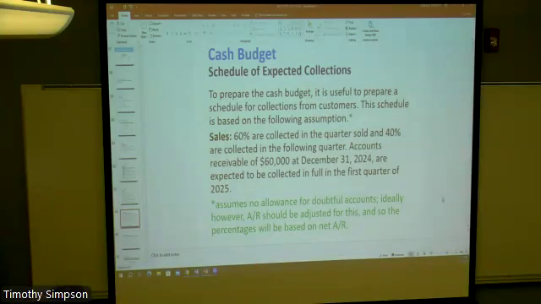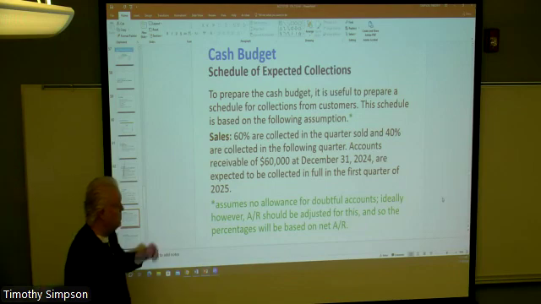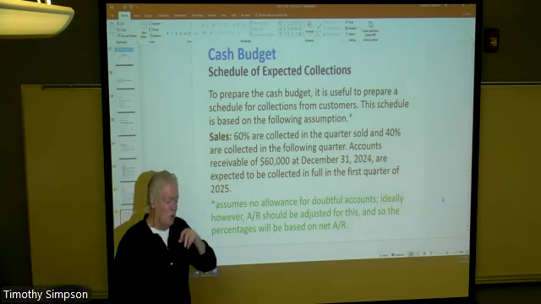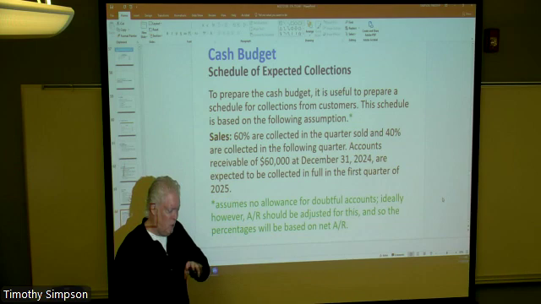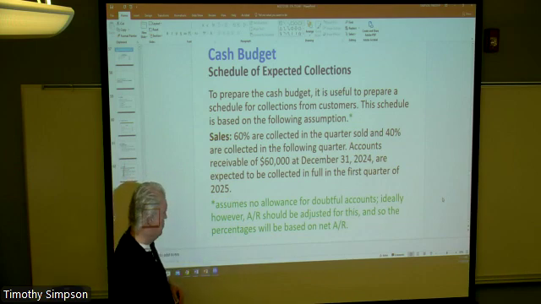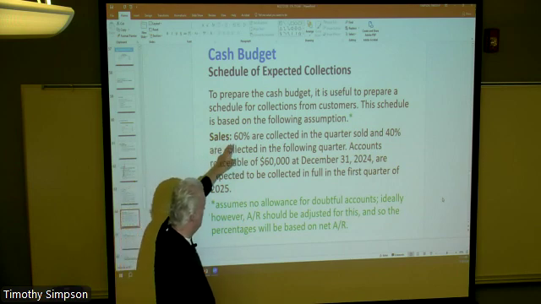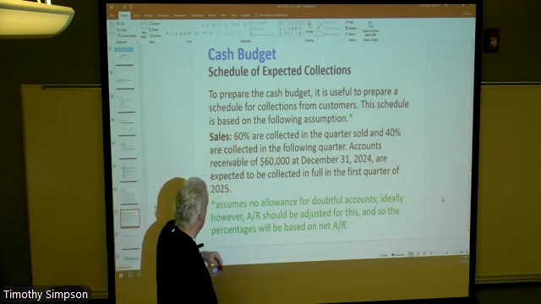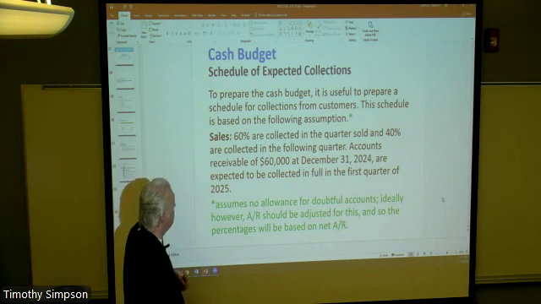It's important to do some sort of projected schedule for collections from customers, and it's based upon the following assumption. These are the assumptions that are going to build the framework for how the cash budget for this example is going to be built. It's going to be that 60% of the quarter's sales are going to be collected in that quarter, and then 40% are going to be collected in the following quarter.